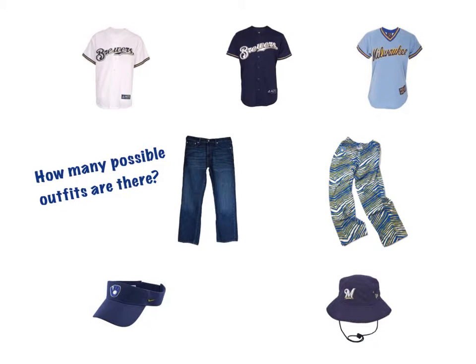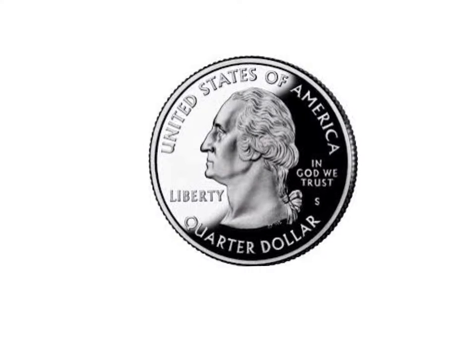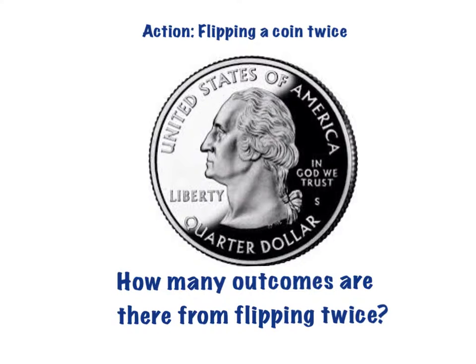So I got all my new gear ready for the big game. I wonder how many possible combinations there are out here. So before we start working on how many possible outfits I can make, let's take an example that involves a coin. And let's flip this coin twice. And let's see how many total outcomes there would be from flipping this twice.